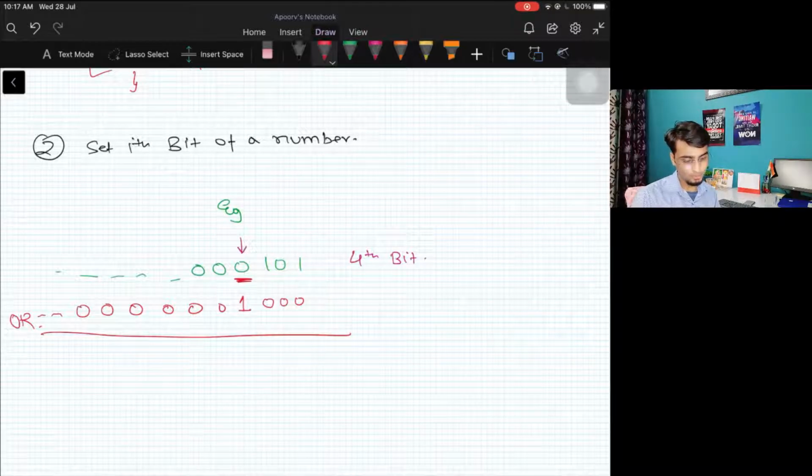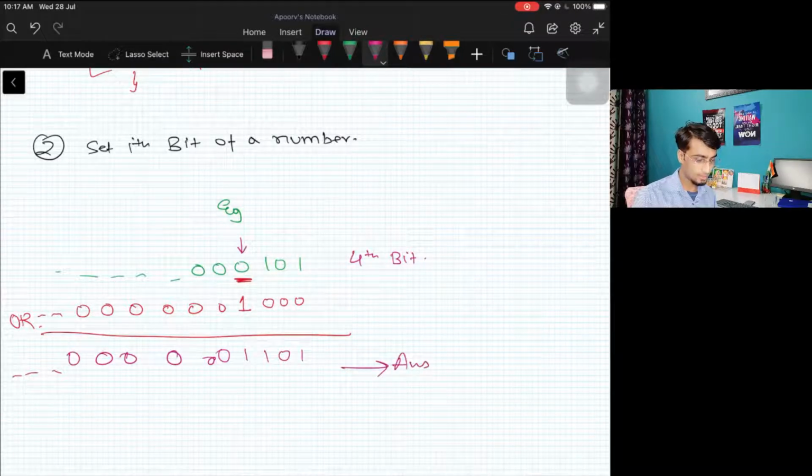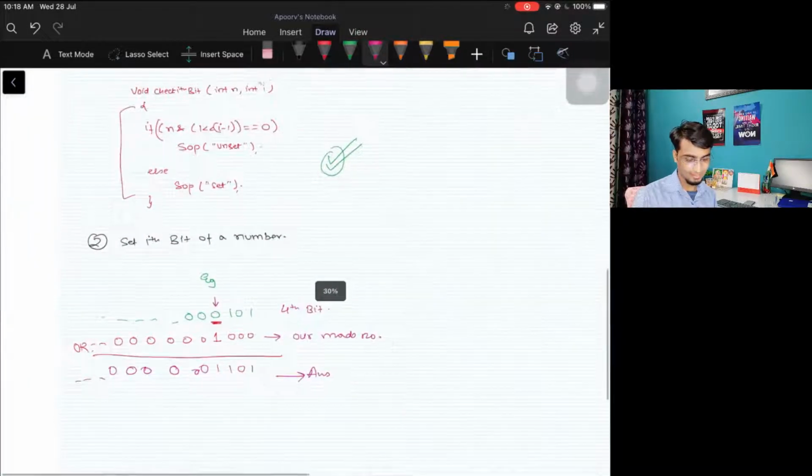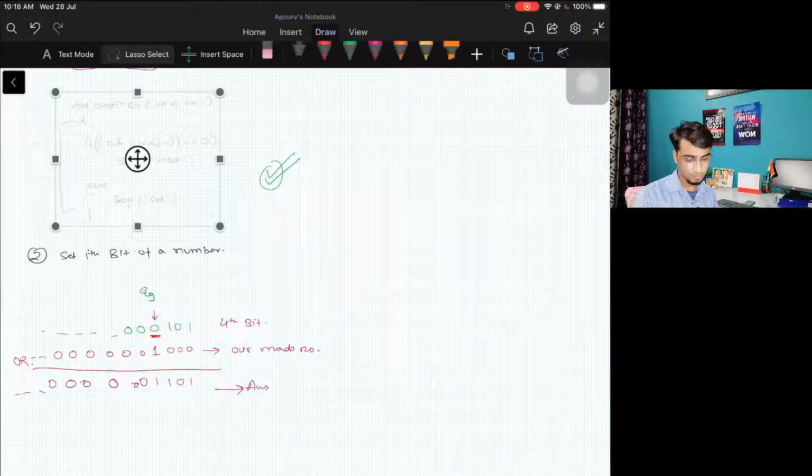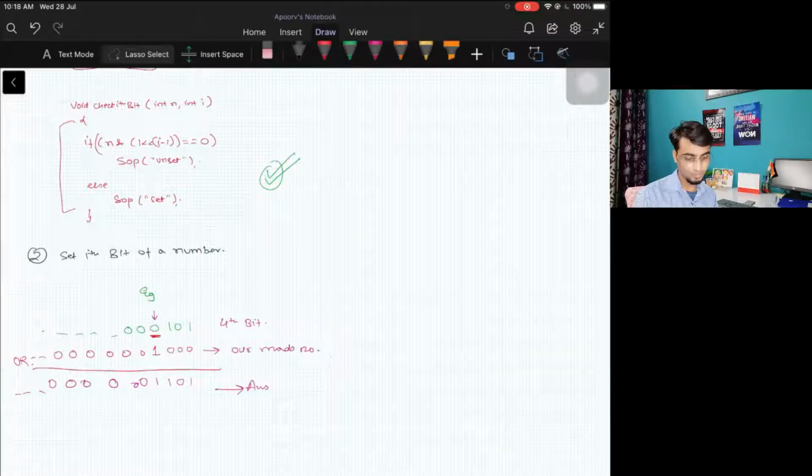So what we do is, we just do an OR operation, and what we get is 0 1 1 0 1. Answer. This is nothing but our mask number. How do we do that? We just need to use this code only, right? We just need to use this code.